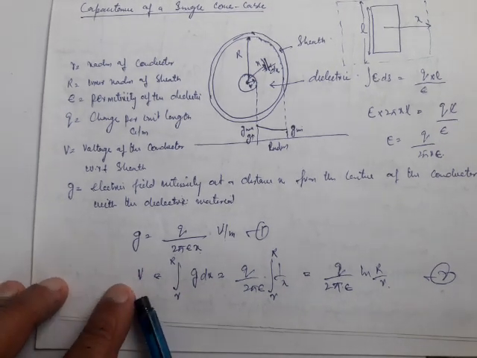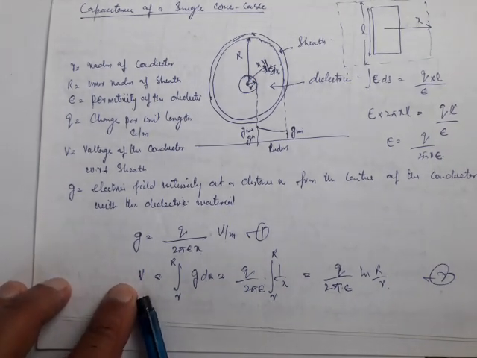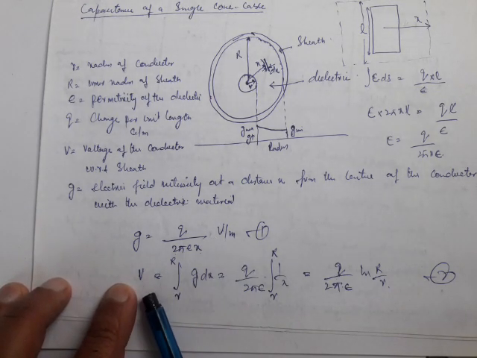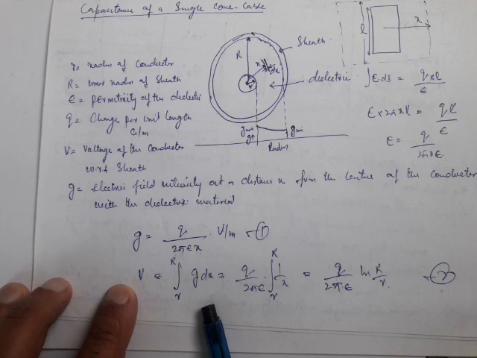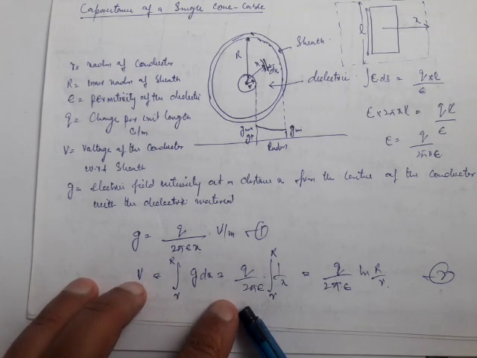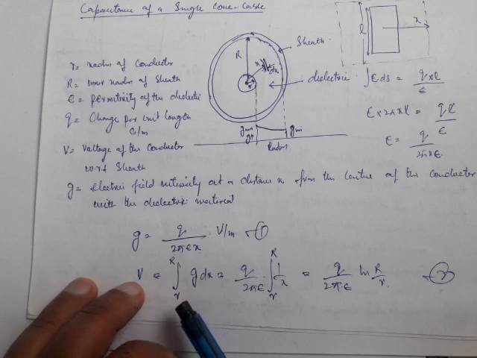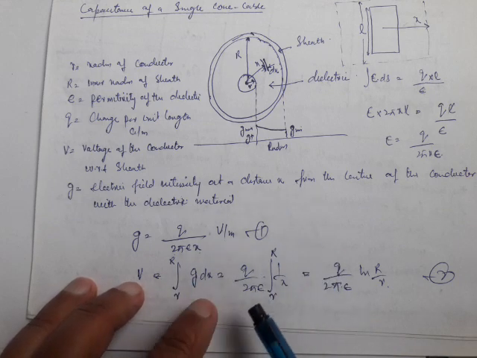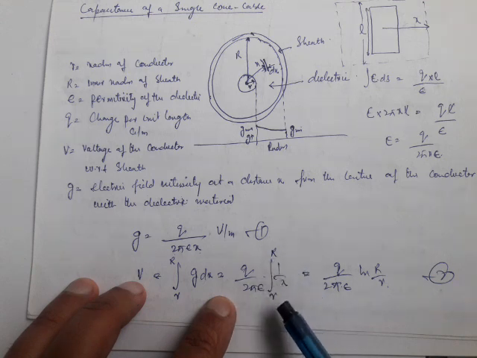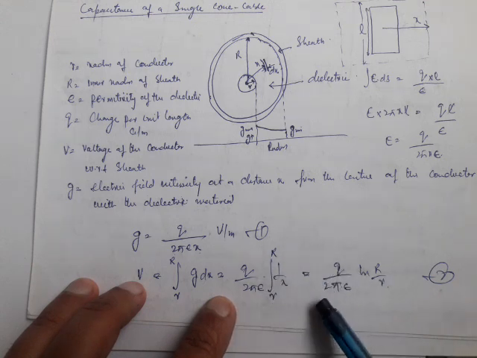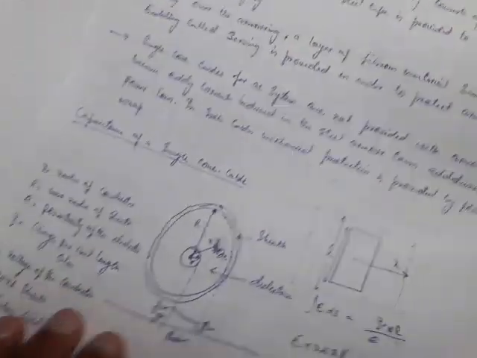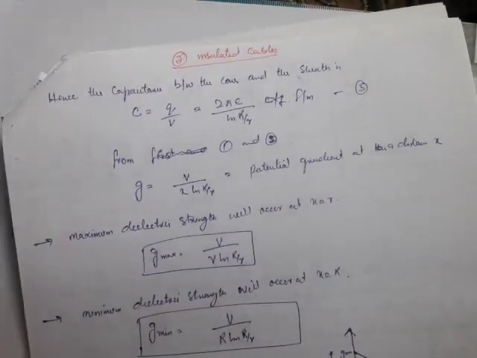As we know, the voltage at any point will be this actually voltage gradient. Voltage will be the integral of the electric field, that will be equal to q divided by 2 pi. Electric field is g, that will be integral of g dot dx. So q by 2 pi e integral from r to R 1 by x, that is equal to q by 2 pi e ln of R by r. This is very simple. Again its unit will be volt.